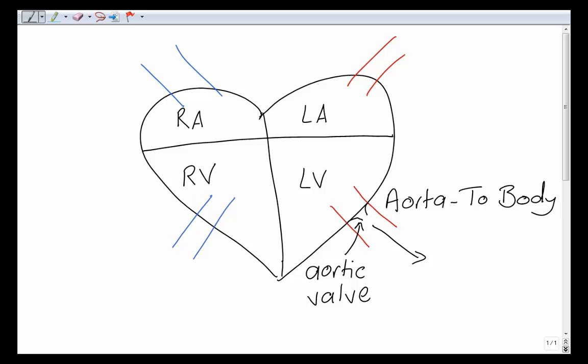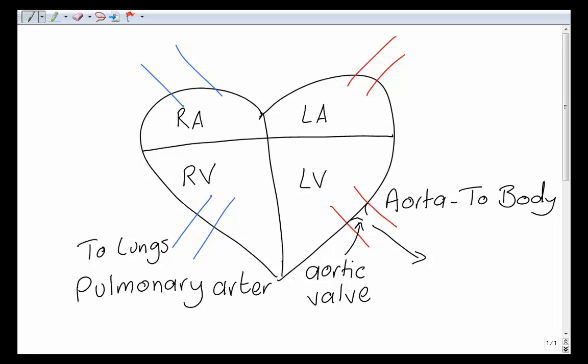Now the other ventricle, the right ventricle, that will send blood to the lungs. And this blood vessel here is actually called the pulmonary artery. Now you can remember that because pulmonary means lungs and artery means, or A for away, the artery carries blood away from the heart. So to the lungs from the heart, pulmonary artery. And so that blood goes outwards, and that also goes through a valve as well. Okay, so that's the pulmonary valve.